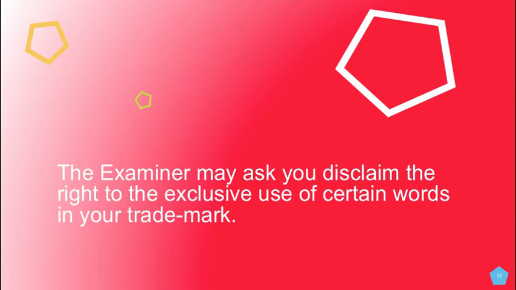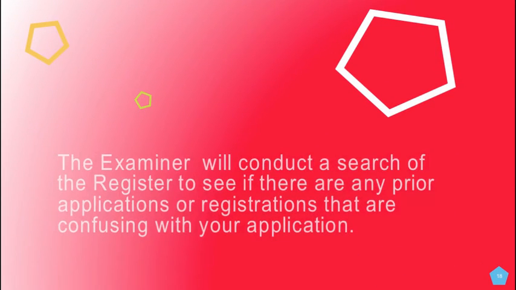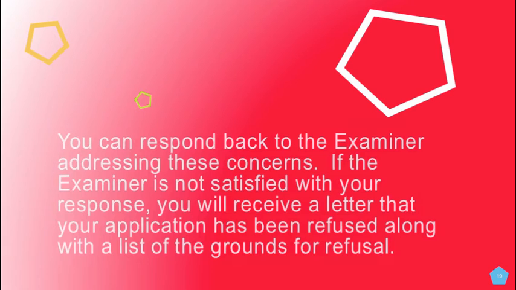The examiner may ask you to disclaim the rights to the exclusive use of certain words in your trademark. The examiner will conduct a search of the register to see if there are any prior applications or registrations that are confusing with your application. You can respond back to the examiner addressing these concerns.